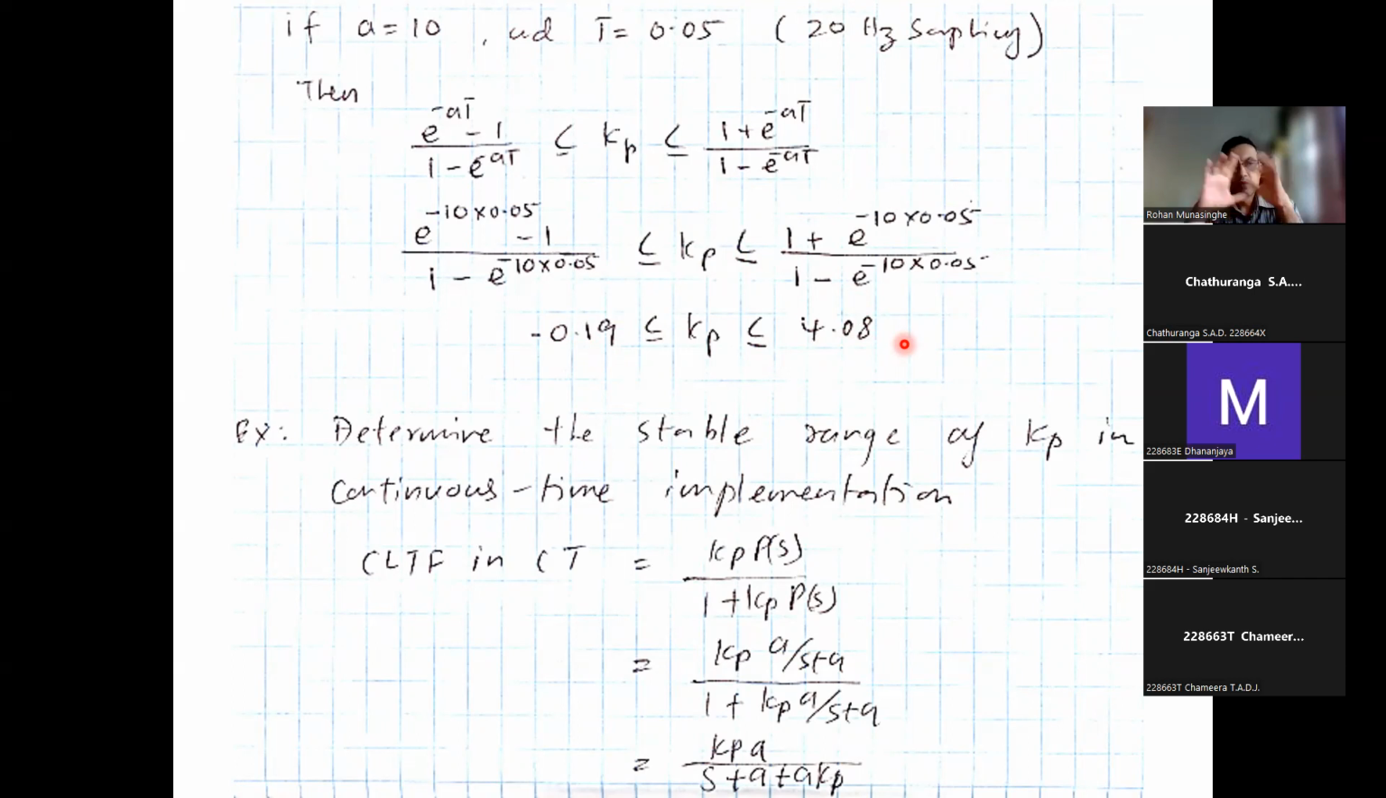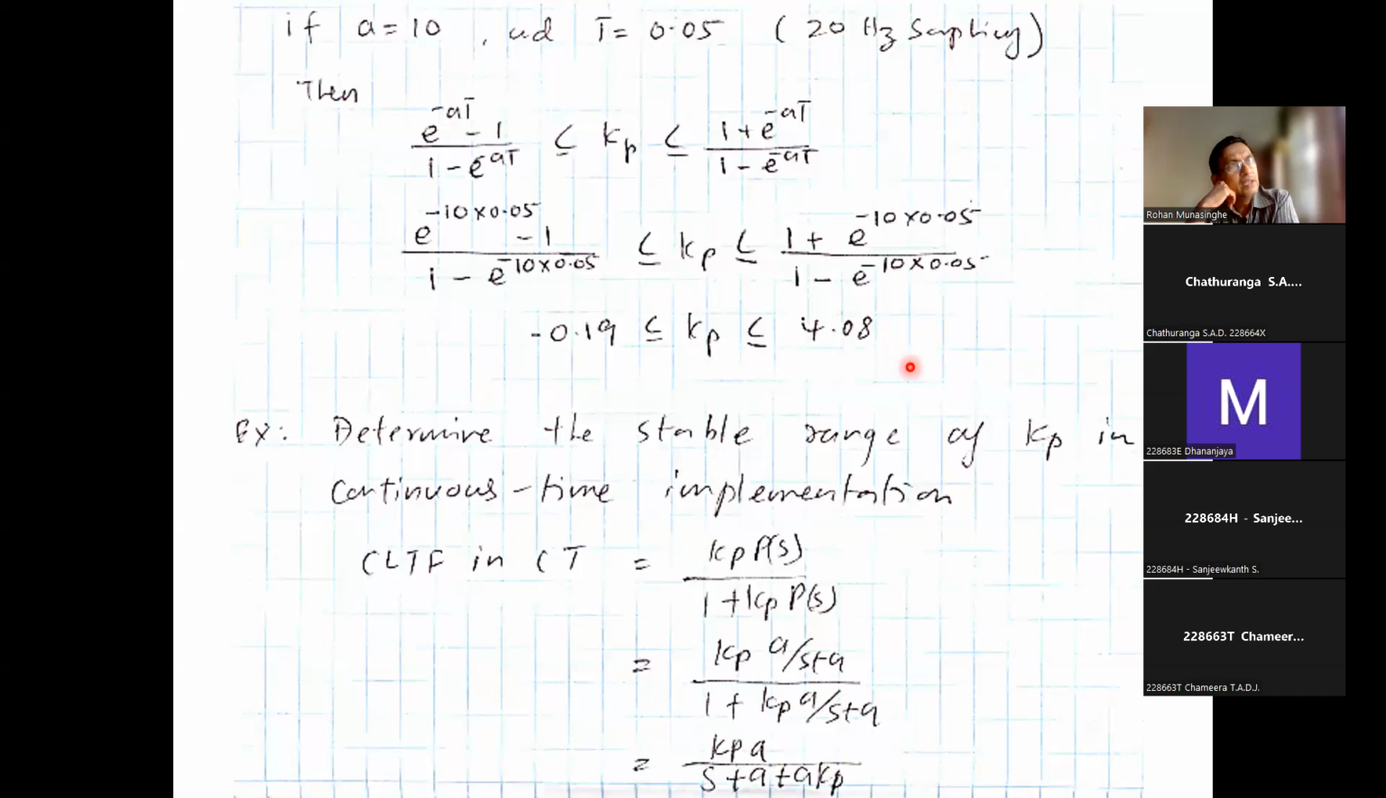Okay. So the plant is actually now sampled at 20 hertz. If you change the sampling interval to 30, 40, or 10, these numbers are going to change. These values, 0.19 and 4.08, are actually coming from T, A, etc. Okay, sampling interval is an inherent part of all these numbers.